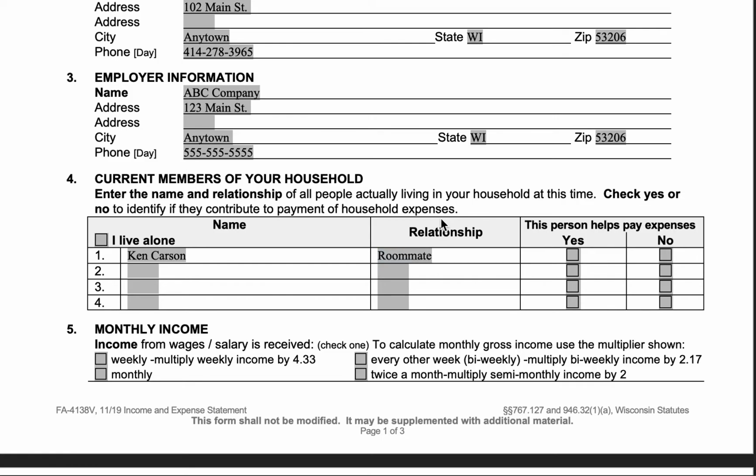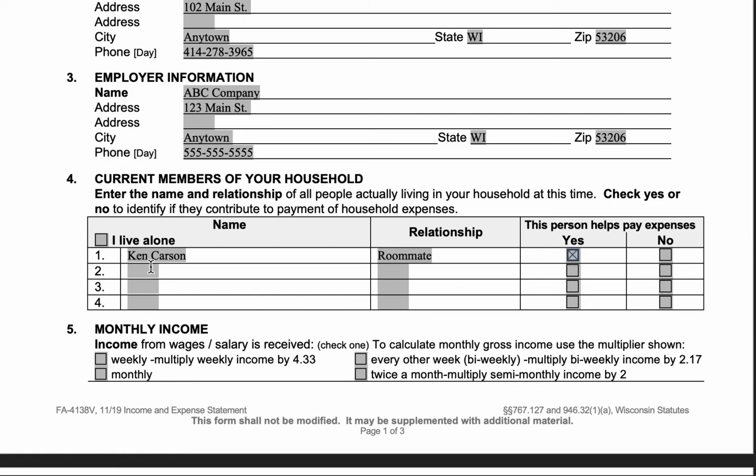And a lot of folks say, oh, you know what, I don't really want to include my girlfriend or my boyfriend or my roommate or my brother or my sister, my mom, whoever. Again, this isn't saying they have to show up at the hearing or anything like that. This is just letting the court know who lives in your household. And then you'll also indicate whether that person helps pay expenses. So if that person splits the rent with you, or helps pay the utilities or something, this would be a yes. If they don't contribute any money toward the expenses, then that would be a no.